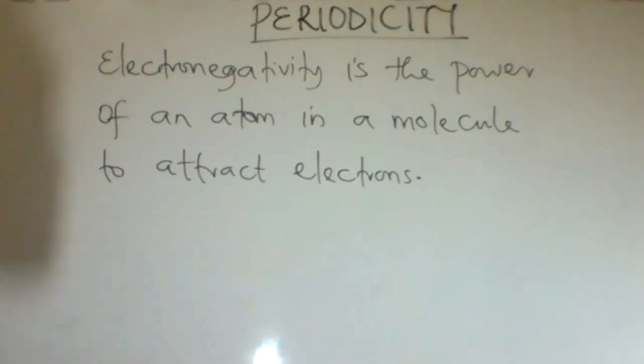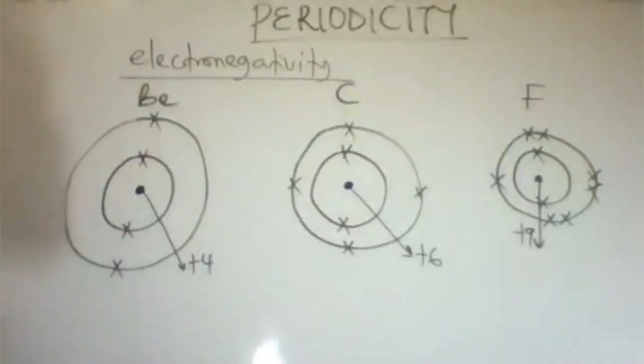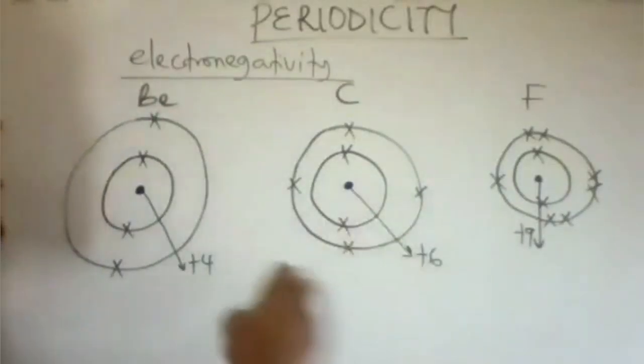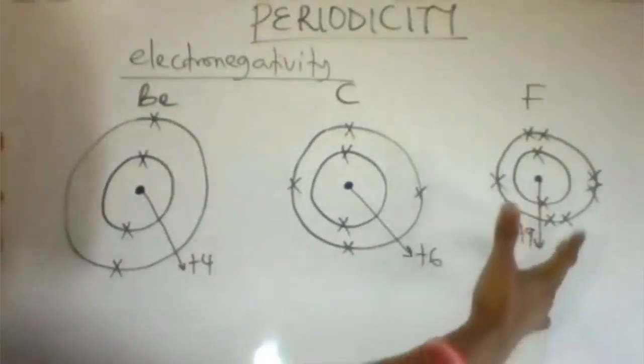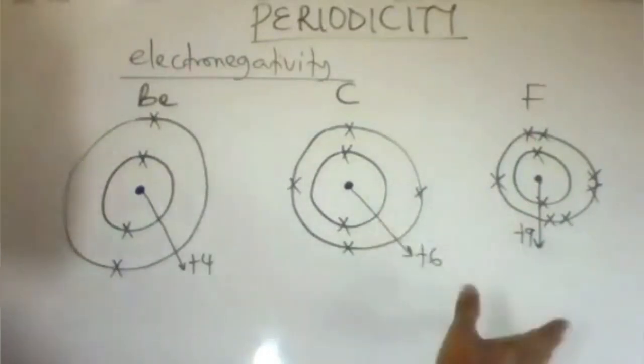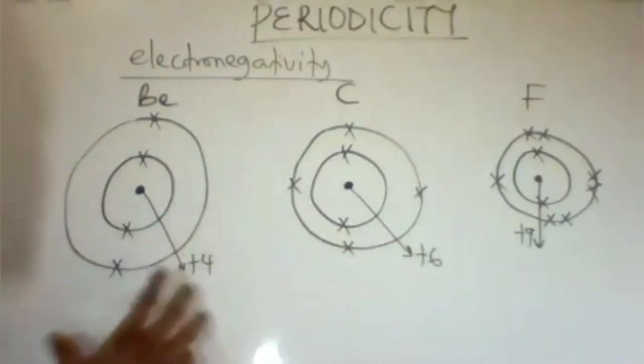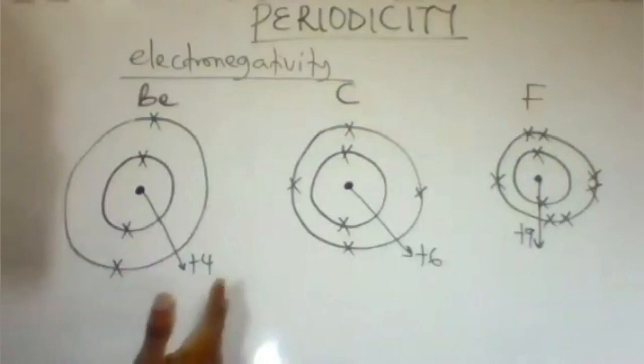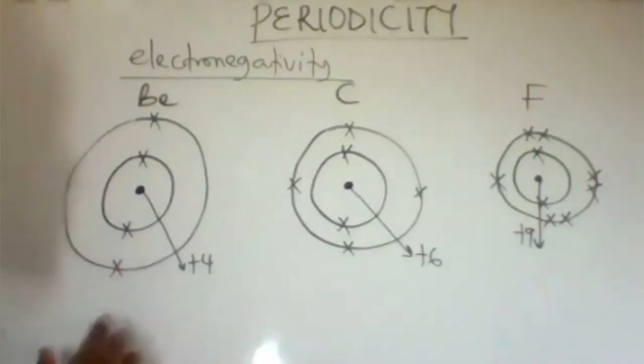Electronegativity is the power of an atom in a molecule to attract electrons. The ability of an atom to attract electrons is known as electronegativity. The most electronegative elements are at the top right-hand corner of the periodic table. They are non-metals, while the least electronegative are metals. They are at the bottom left-hand corner of the periodic table.